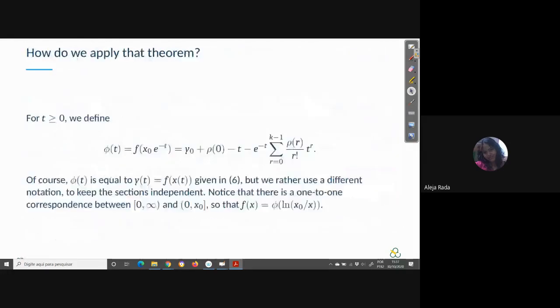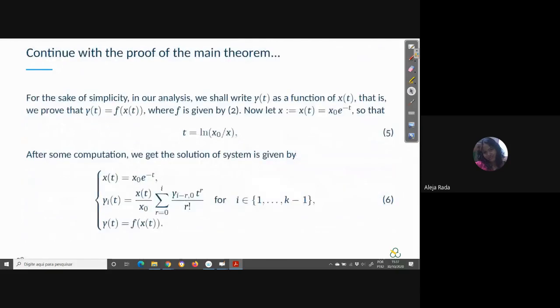So with this result, we can finally find the solution of the dynamical system. We write the proportion of spreaders as f in x(t), where t is written like this, and we have found the solution of the dynamical system.